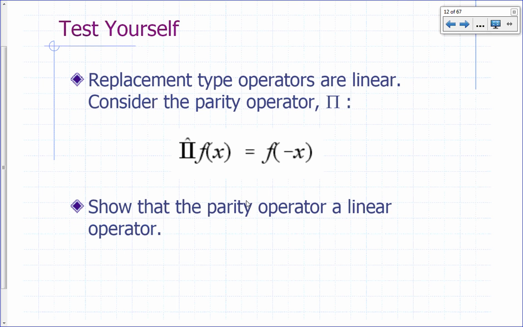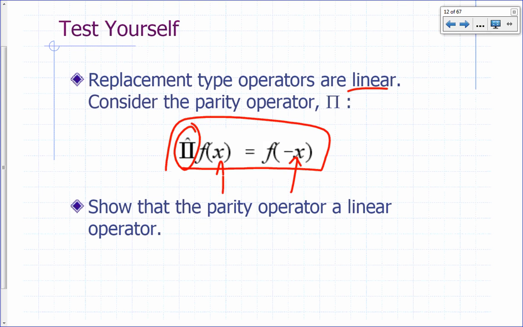All right. Let's look at some types of operators you might encounter. A lot of operators you might encounter involve replacement. So replacement type operators are generally linear. Consider the parity operator. Pi hat here, the parity operator, operates on a function of x. The rule, the way this is written, says that anytime you see an x, replace it by negative x. Let's just assume x is real. It's a parity operator because x is a coordinate. So it's a parity operator, a linear operator.